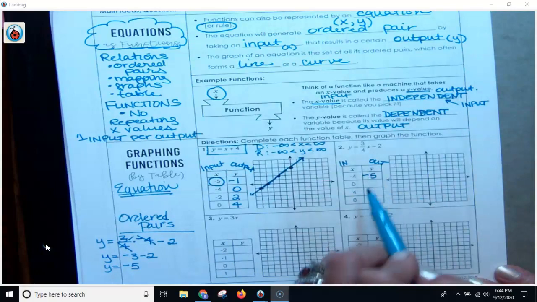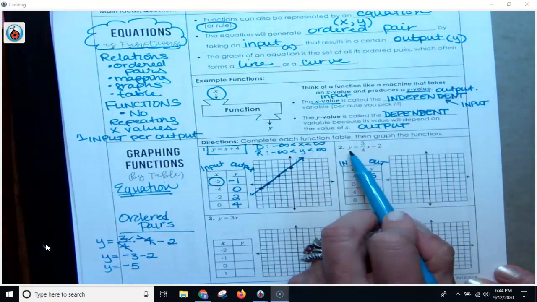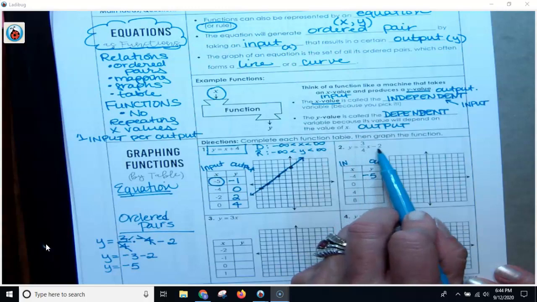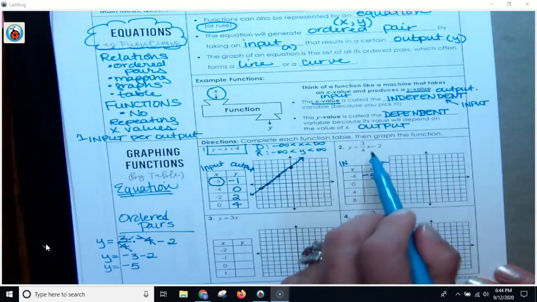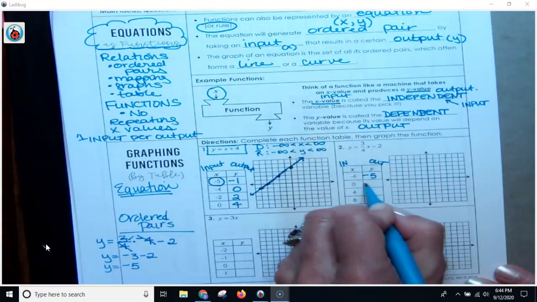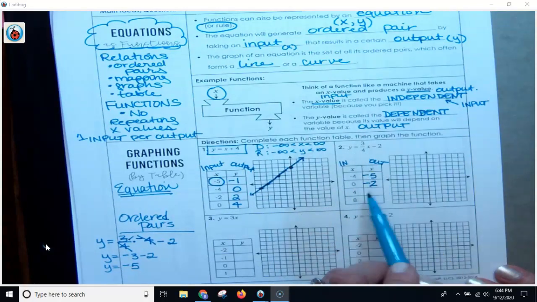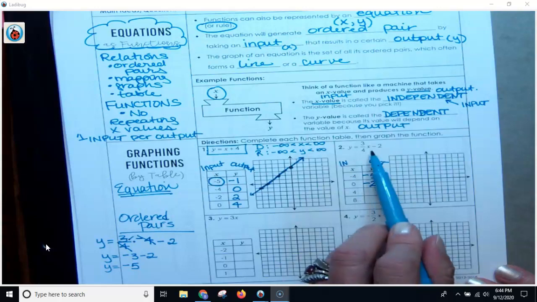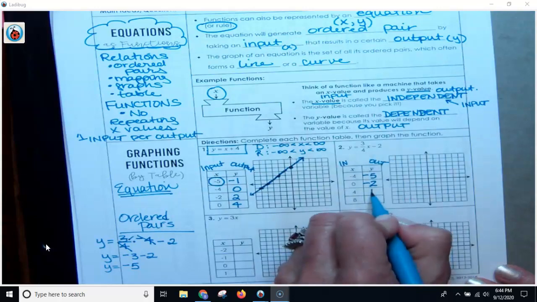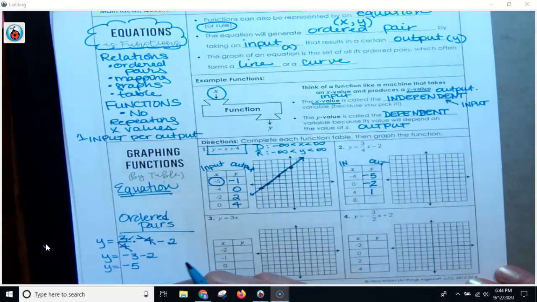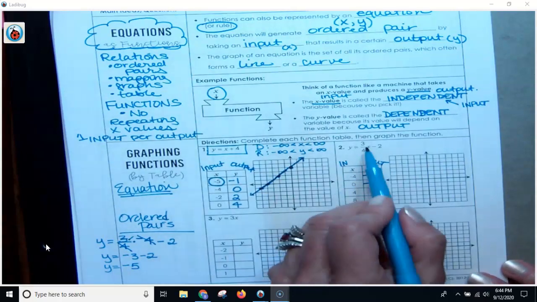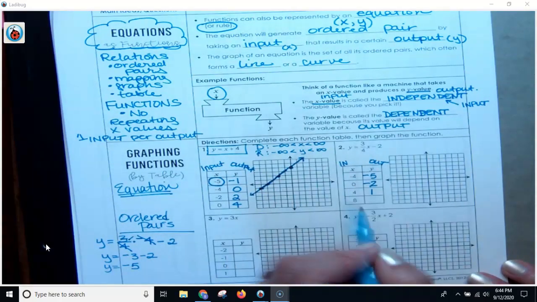Okay? Again, if I put 0, y equals 3/4 times 0 minus 2. Well, anything times 0 is going to give me 0, so y would equal -2. Y equals 3/4 times 4, that's going to give me 1 because the 4 divided by 4 is going to cancel out, and I'm going to get 3 minus 2.